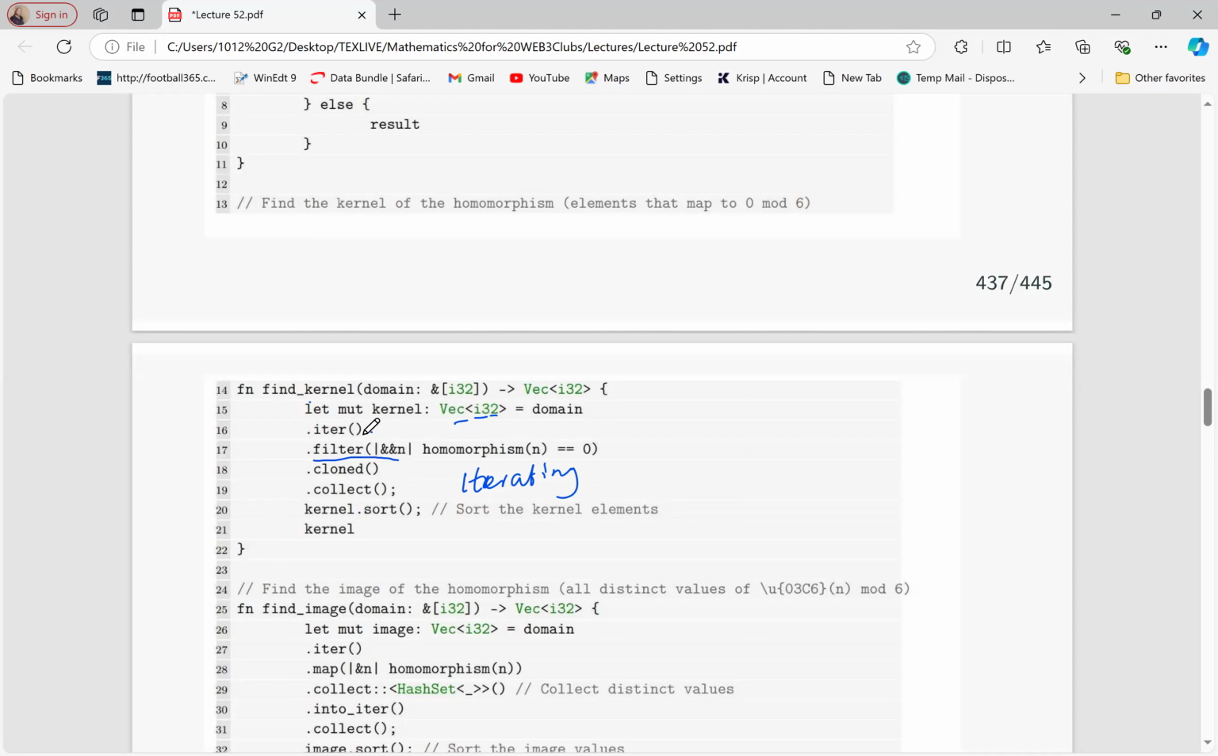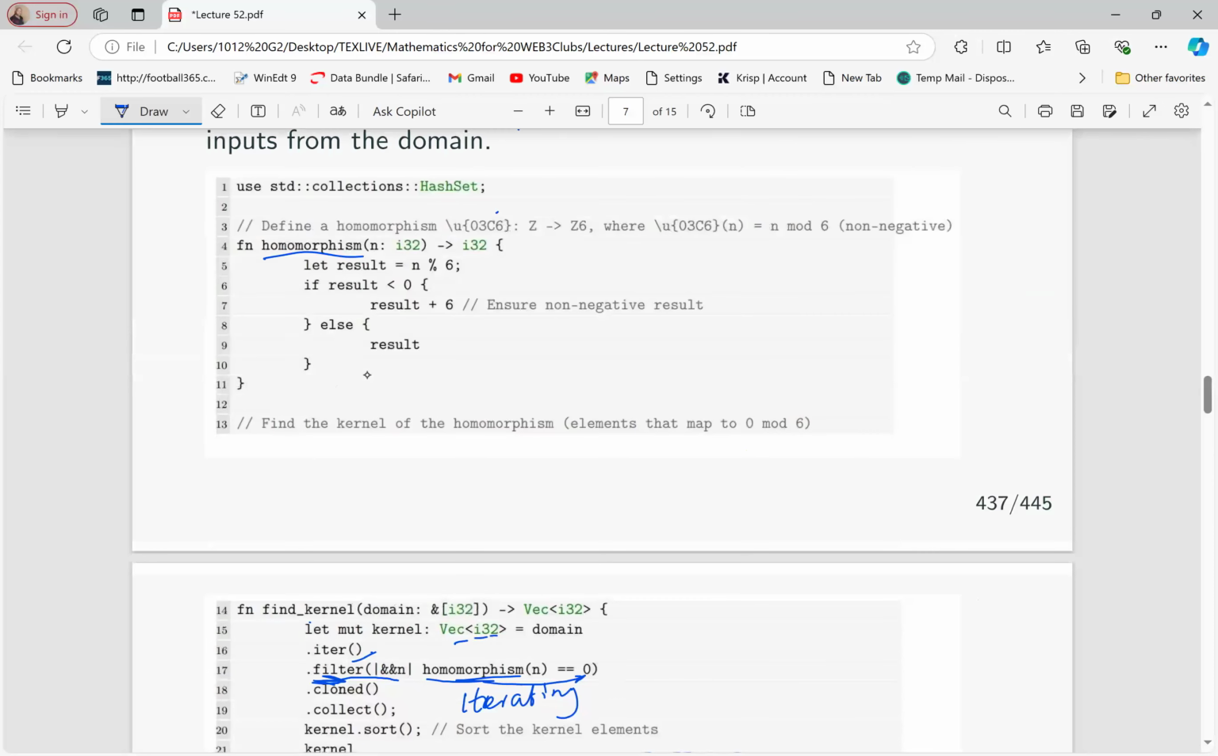So this iterating means we begin with the first element and check whether. Now, when we go to the first element, this part now checks. Filter says filter n, where n is mapped to 0. Filter n that is mapped to 0. This homomorphism, look at this. This homomorphism has been defined above. It is here.